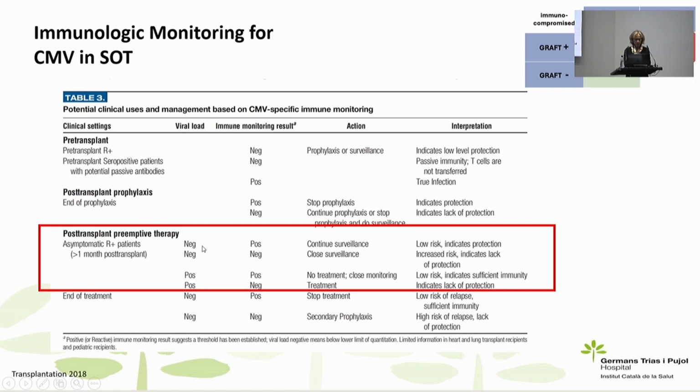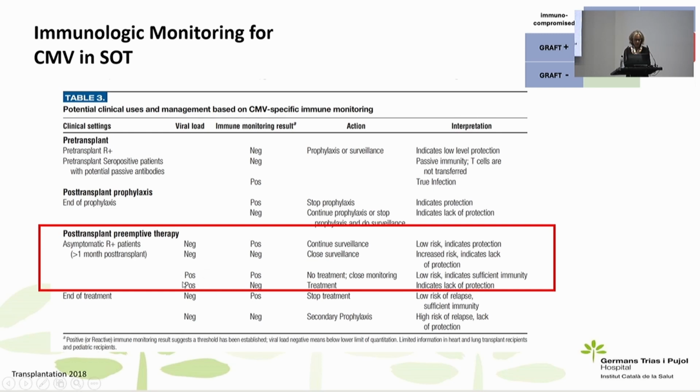If the viral load is negative, but the patient is negative on the CMI test, we need to keep close surveillance of the patient, because the patient is not protected, the patient is not infected either, but is at high risk of getting infected.